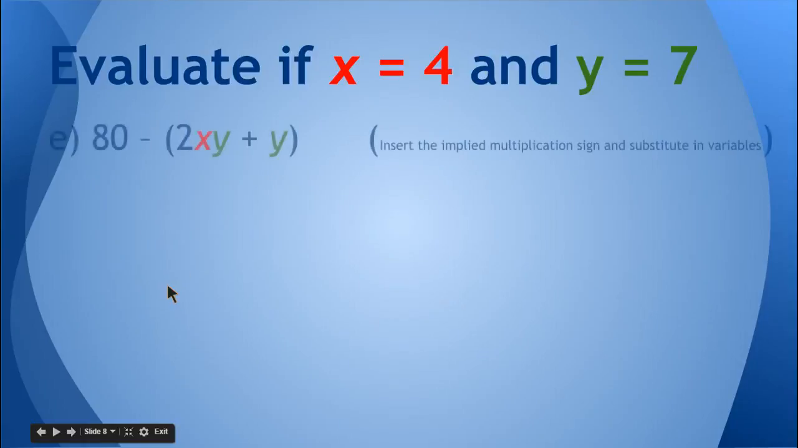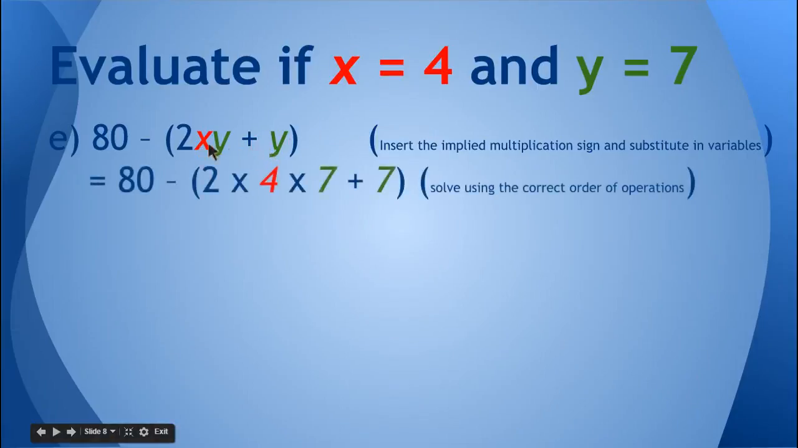Here's another expression that is a little bit more complex. 80 minus, now there's brackets here, so we need to keep in mind order of operations, 2xy plus y. So we put in times between each of the pronumerals in this first part of the expression, and we substitute in x is 4 and y is 7 in both places. Then we solve it using the order of operations.